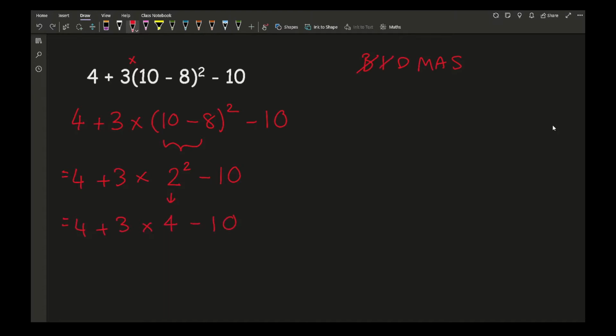So again, go back to my checklist. I don't have any division. Have I got any multiplying? Yes. So I look at the two numbers being multiplied. So I've got 4 plus, and then 3 times 4 is 12, take away 10. And then have I got any adding? Yes. So I look at the adding next, which I'm going to do here. So I've got 4 plus 12, which is 16, minus 10, which then gives me a final answer of 6.